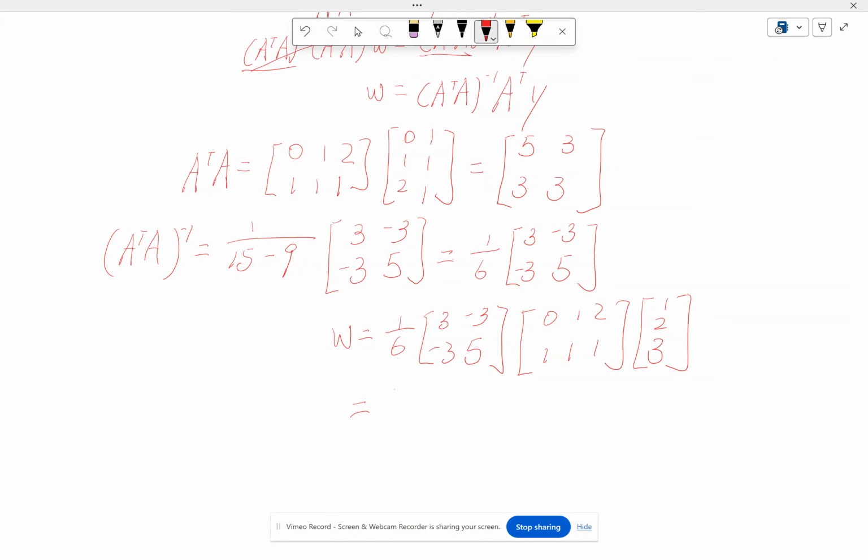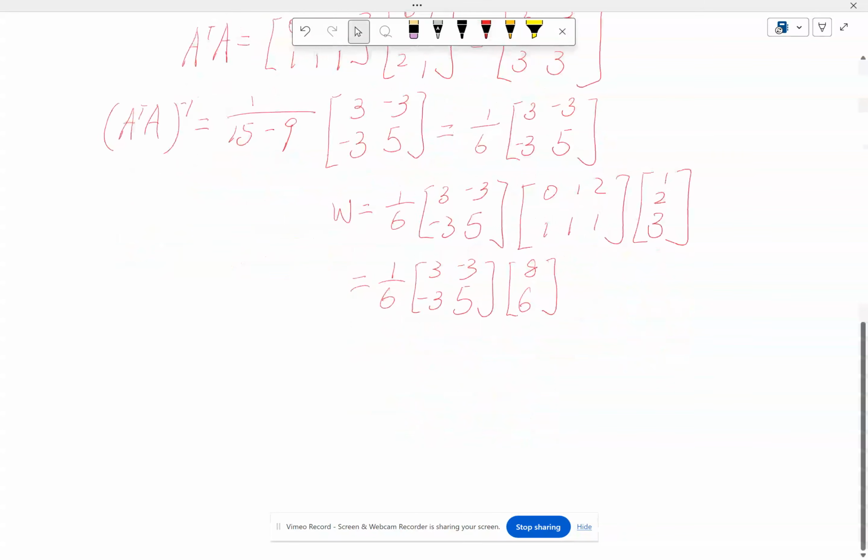This is equal to 1 over 6 times [3, minus 3; minus 3, 5], and I'm going to multiply the two together. So this will be 6, 8. Right? I think I did the math right. 6, 7, 8. Yeah. And this one would be 6. And this would be 6. And this, wait, is that 6? Let me double check. No, that's it. So 6, 7, 8, 5, 6. Yeah, so this is it.